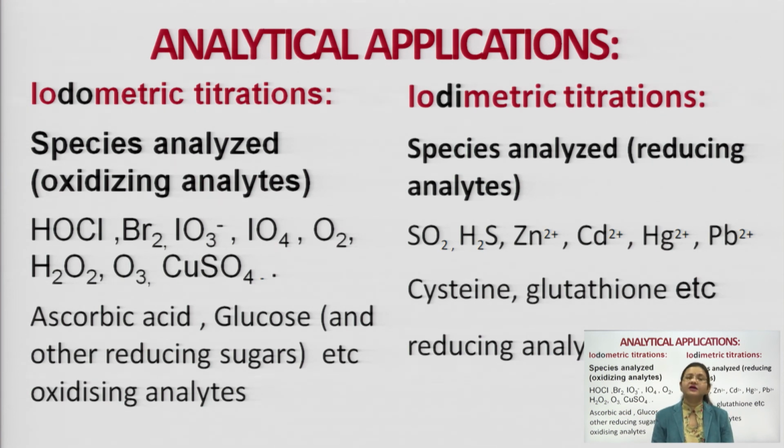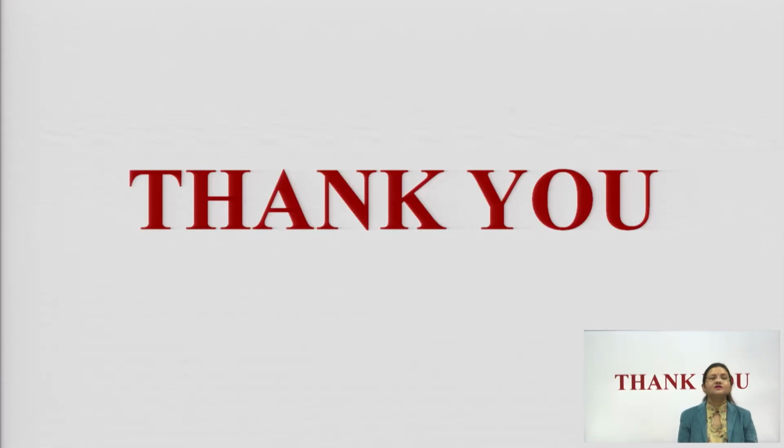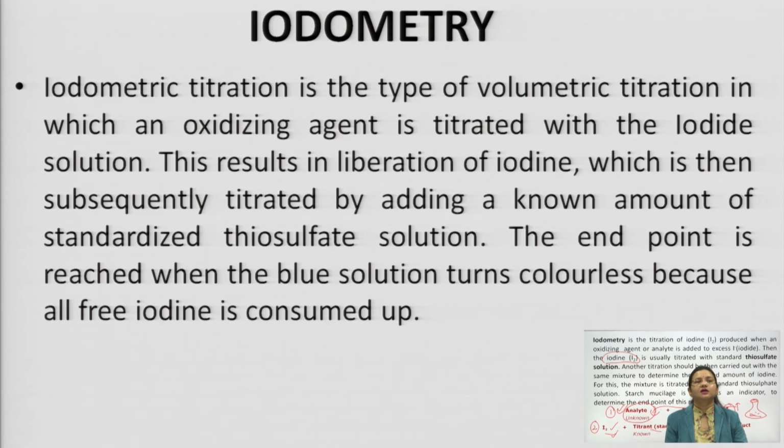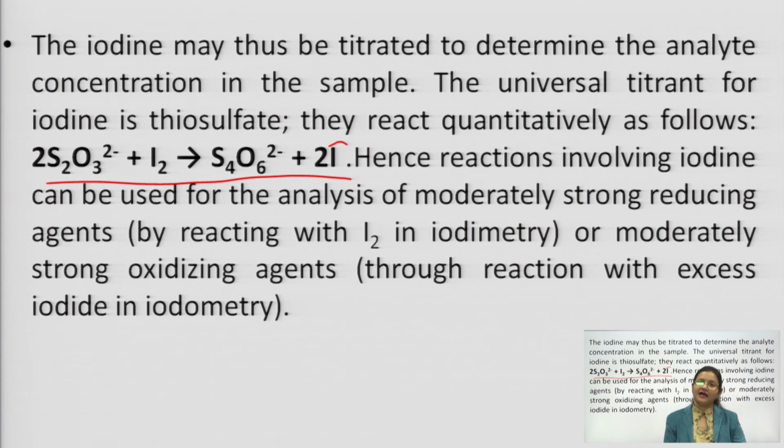because they reduce free iodine into iodide, and at the end point the excess iodine from the burette will give blue color with the starch in the reaction mixture. That's why in iodimetric titration the reaction completion or end point is marked by the appearance of blue color, and in iodometry it is marked by the disappearance of blue color. So that was all we studied about iodometric titrations and iodimetric titrations.